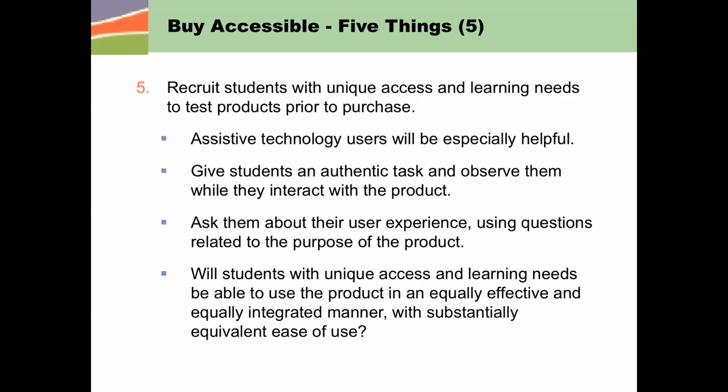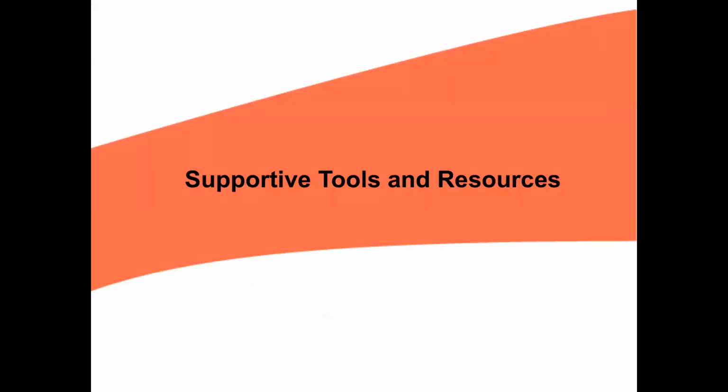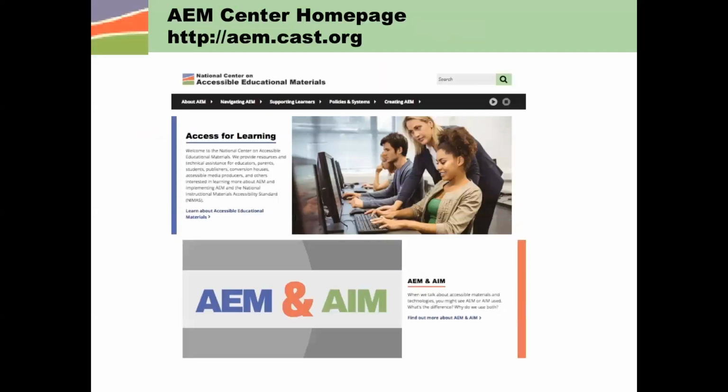So the question would be, will this student be able to use the product in an equally effective, equally integrated manner with substantially equivalent ease of use? And if there's evidence that the student wouldn't be able to use this for a curriculum that is expected for all students to make progress, then there should be some questions about whether or not that technology or material should be purchased. Some supportive tools and resources that we'll leave you with.